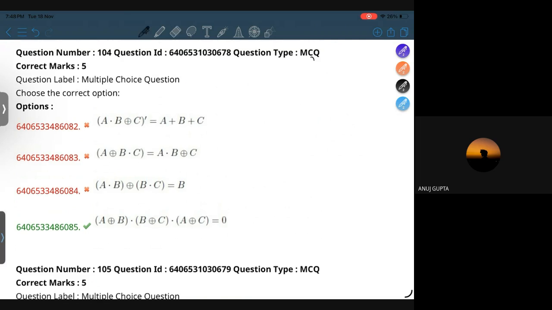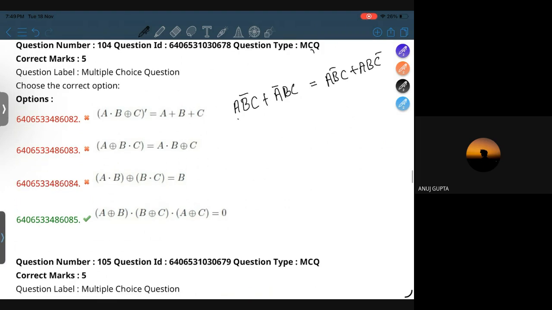Let's go with the next one. This is A B complement C plus A complement B C is equal to A B complement C plus A B C complement. So this term is same, but this is not. The second one is incorrect. And the third one is this.